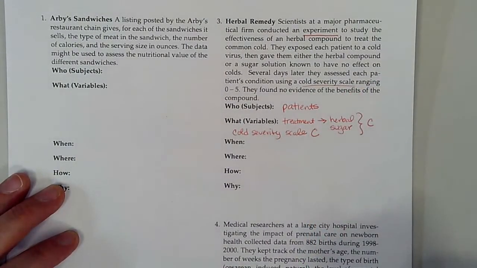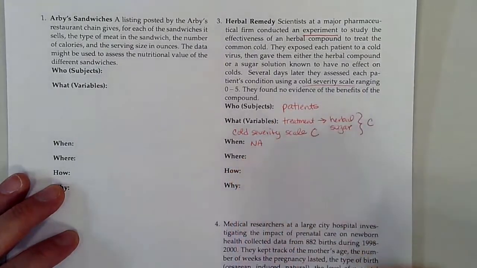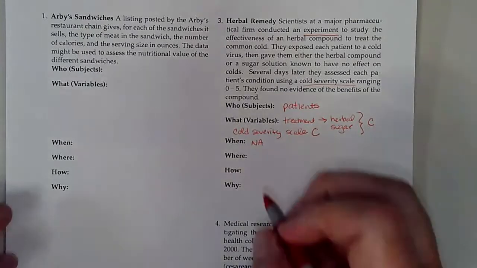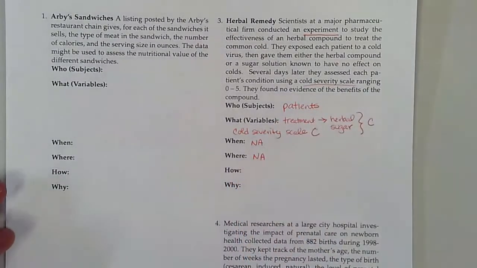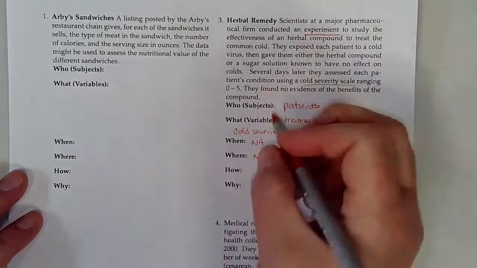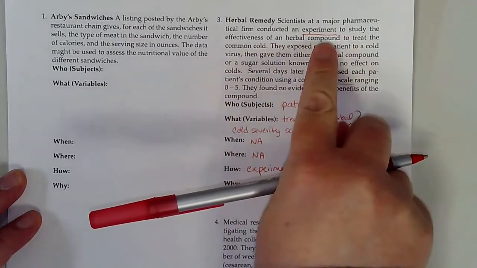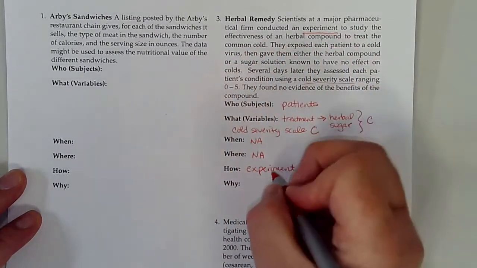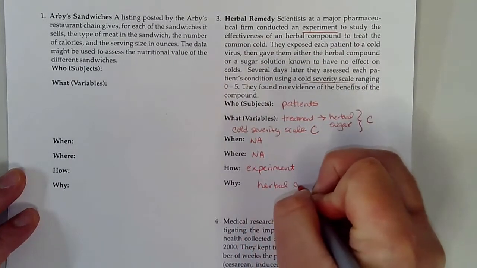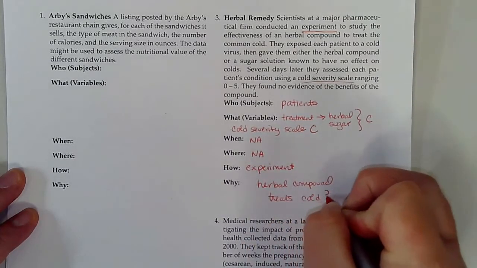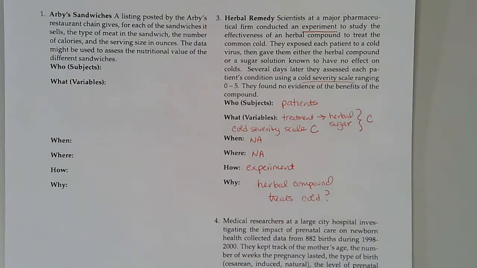They don't tell us when they did this, so I'll put an NA for when. They don't really say where. You could have put the pharmaceutical company, that would have been okay. If you put NA, that also works. The how: they told us they did an experiment. And then the purpose was to study the effectiveness of the herbal compound on the common cold. So maybe something like herbal compound treats cold. All right, so that is a good stab at number 3, the herbal remedy.